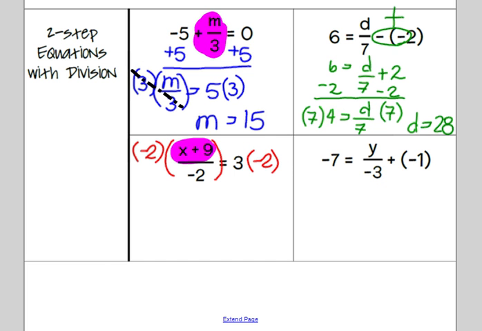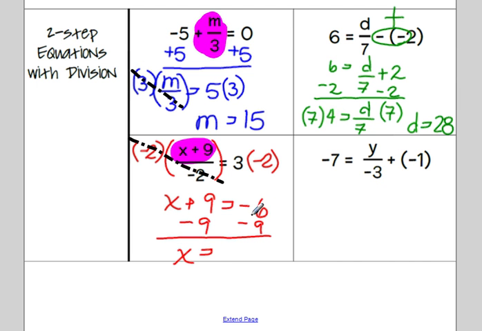And you'll see that what happens is that is going to cancel out the -2, and we're left with the x plus 9. So x plus 9 equals 3 times -2 is -6. And now we just have a typical one-step equation. So x plus 9, we need to get rid of that addition of 9. So we're going to subtract 9 and subtract 9. So x equals -6 minus 9 is -15.